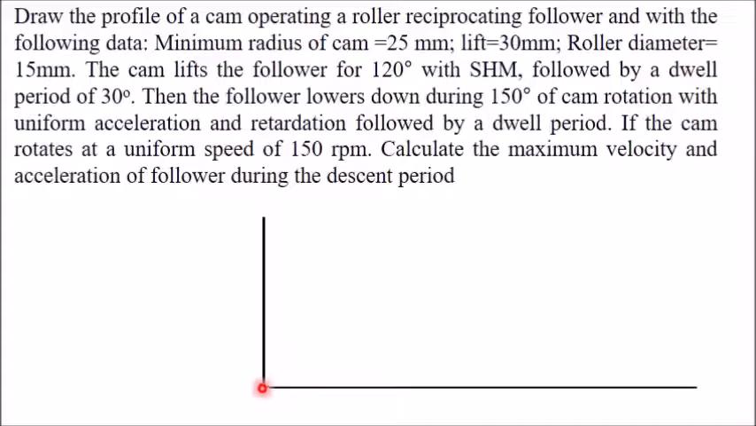Now this vertical line must be of 30 mm. So this size is the lift of the follower. This vertical line represents the lift of the follower. So this is 30 mm. Now the horizontal line you can draw of any length for the time being.